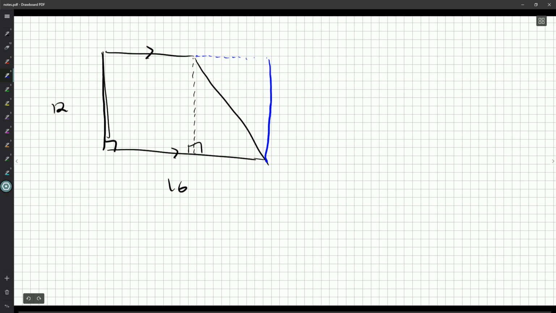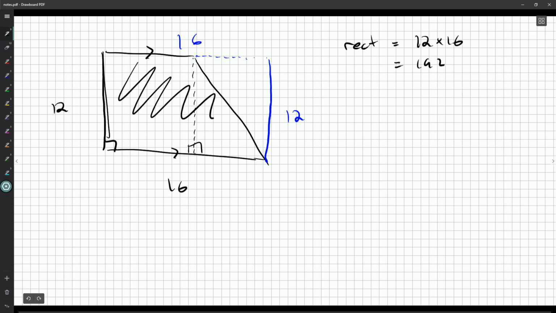What I'm going to do is extend this line out here, and this height here, and what I've got is a full rectangle whose area will be 12 times 16. Okay, and we can grab our calculator if we want to, and we see that the total area here is 192. But the area of my trapezoid is only 162.